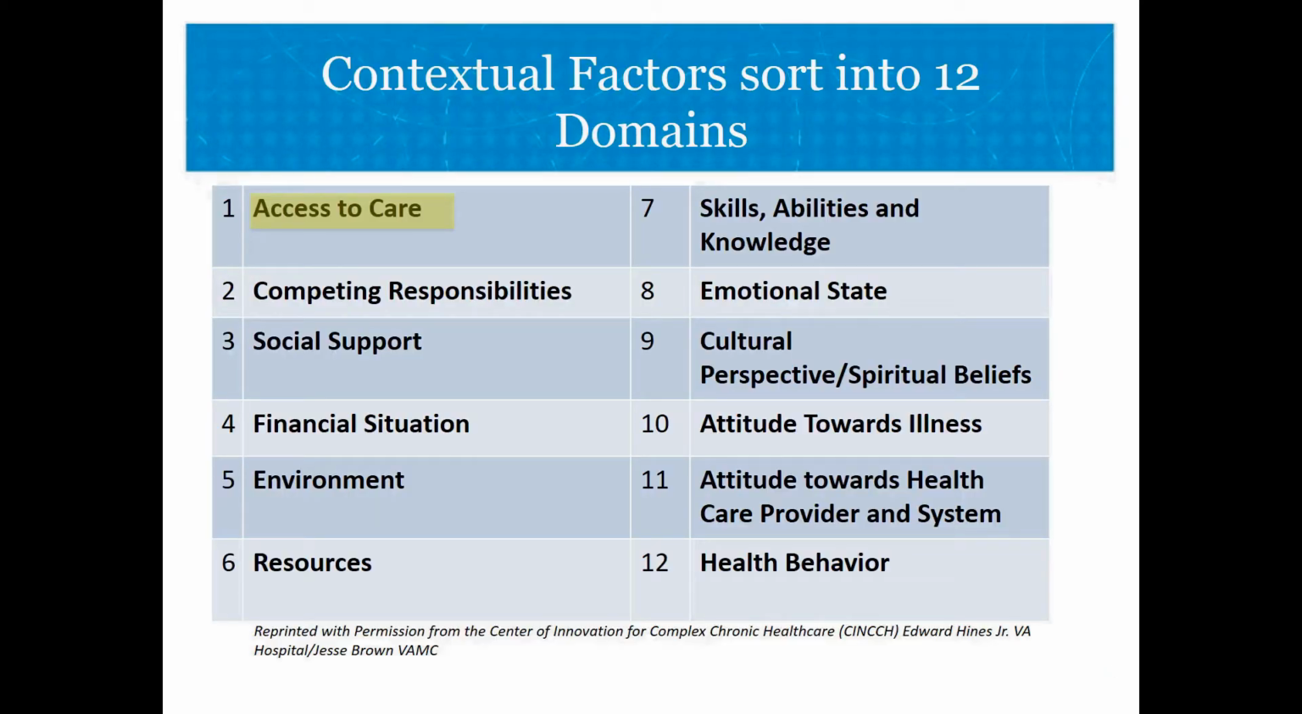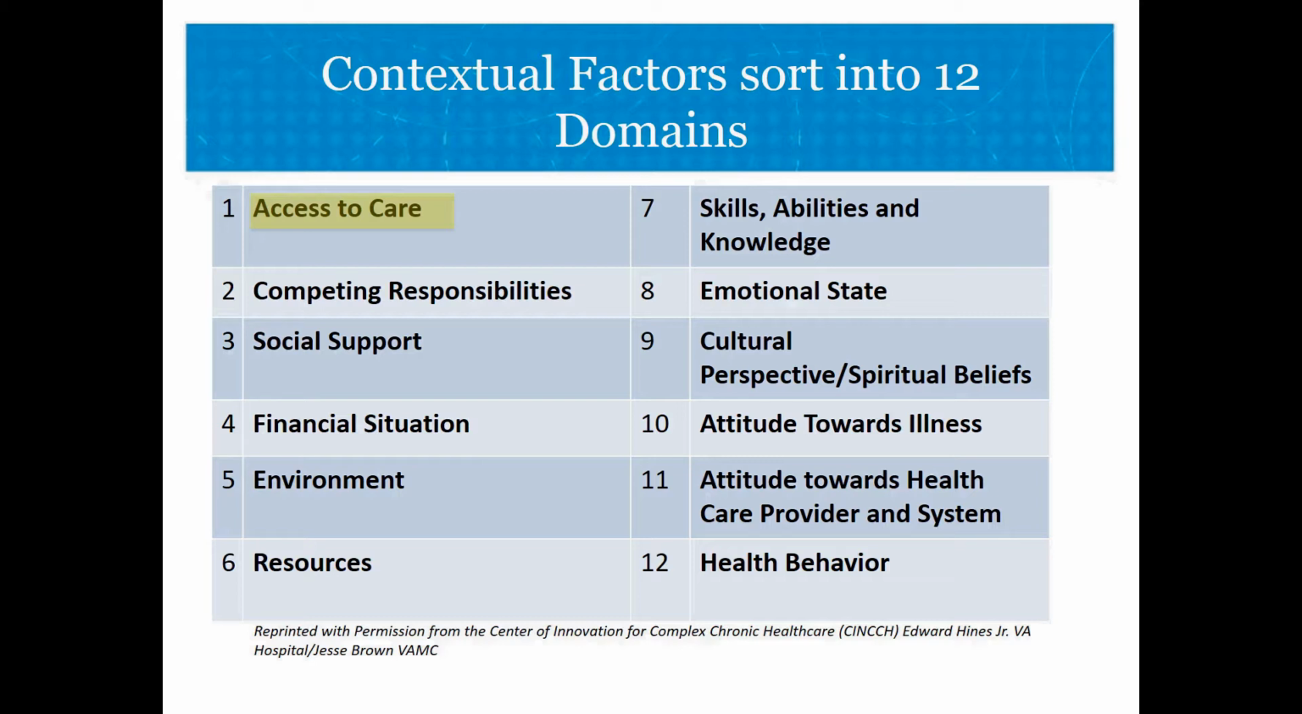We've sorted contextual factors into 12 broad domains. The 6 on the left are life circumstance issues, and I've highlighted the one at the top to indicate that in the prior example, the patient's inability to get to their physical therapy represented a barrier to access to care. The 6 on the right, in contrast, rather than being life circumstance issues, are really things going on in the patient's head that affect their behavior. Like, for example, number 8 is emotional state. If the patient is depressed, they may just stop going to appointments.